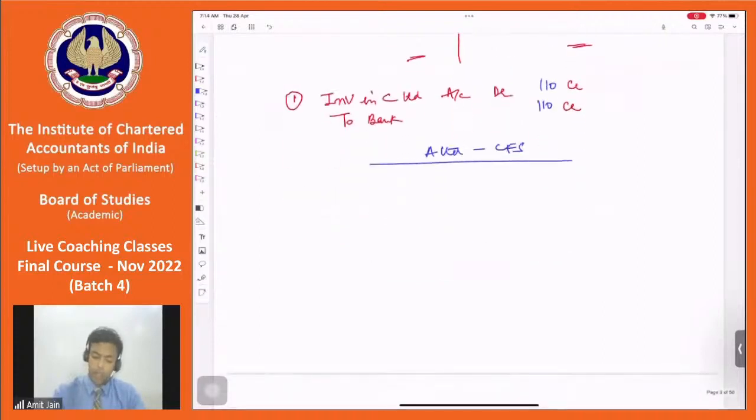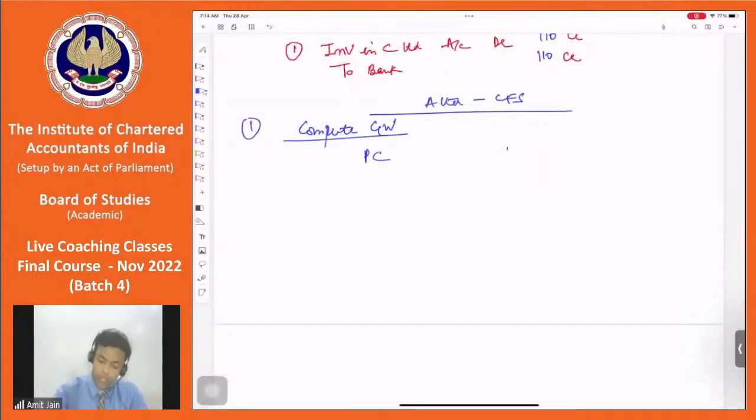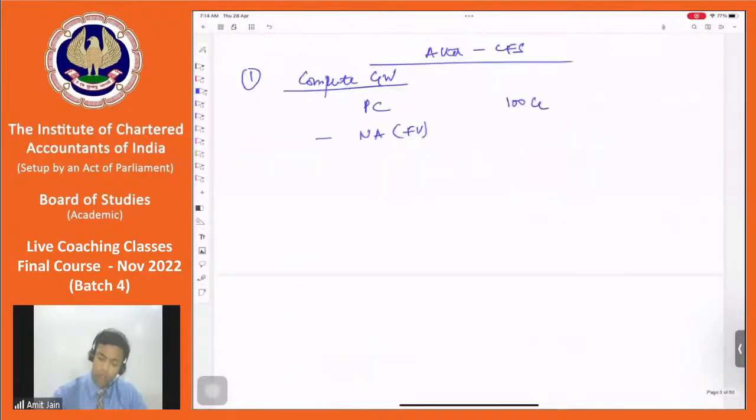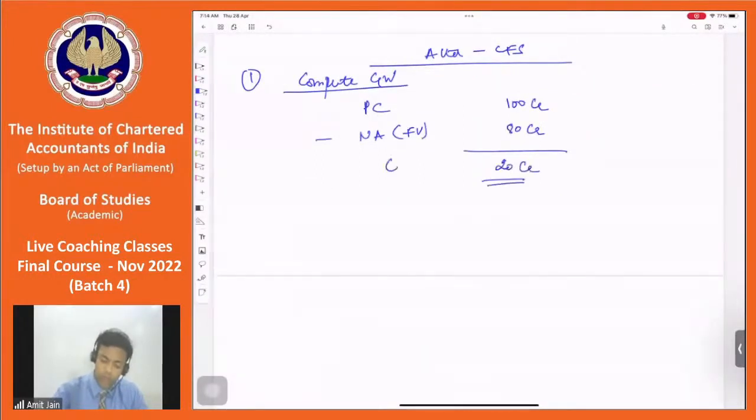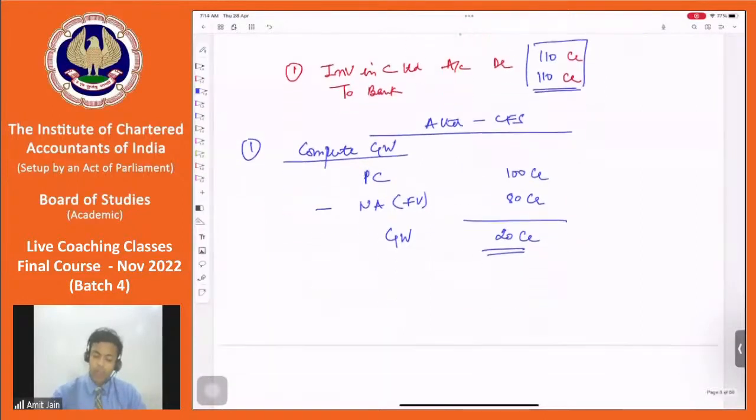Now come to CFS. What is the accounting entry? First, we need to compute goodwill. What is the formula for computation of goodwill? Purchase consideration 100 crores minus net asset acquired at fair value, which is 80 crores. This 20 crore rupees will be recognized as goodwill. And this transaction cost of 10 crore rupees, which is included here, will be charged to P&L.